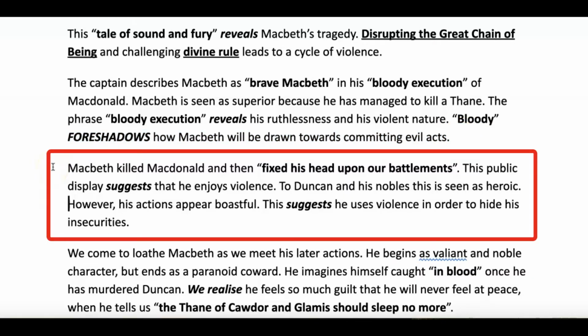"Macbeth killed MacDonald and then 'fixed his head upon our battlements.' This public display suggests that he enjoys violence. To Duncan and his nobles, this is seen as heroic. However, his actions appear boastful. This suggests he uses violence in order to hide his insecurities." And suggests tells us another explanation is coming. So here we have another explanation about what this quote means, but we've also got an explanation about how Duncan and other people would see that quote. So we've got 2 explanations.